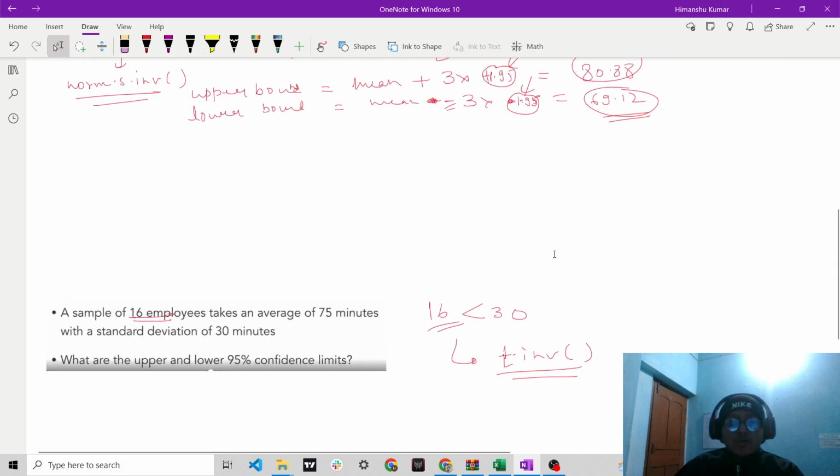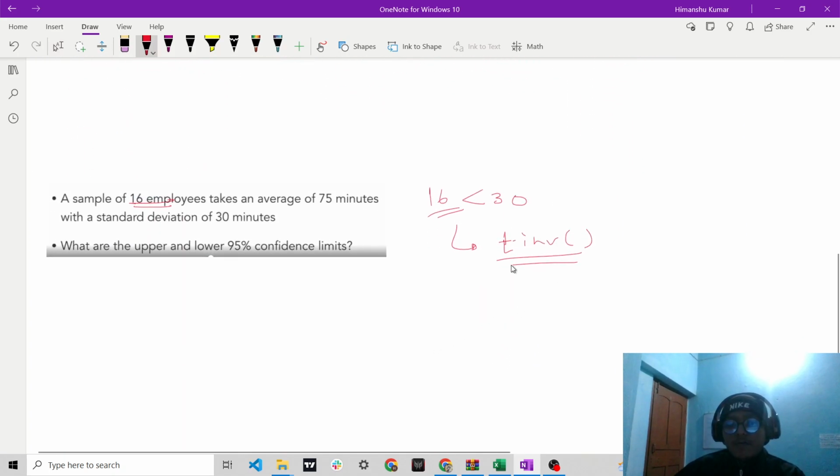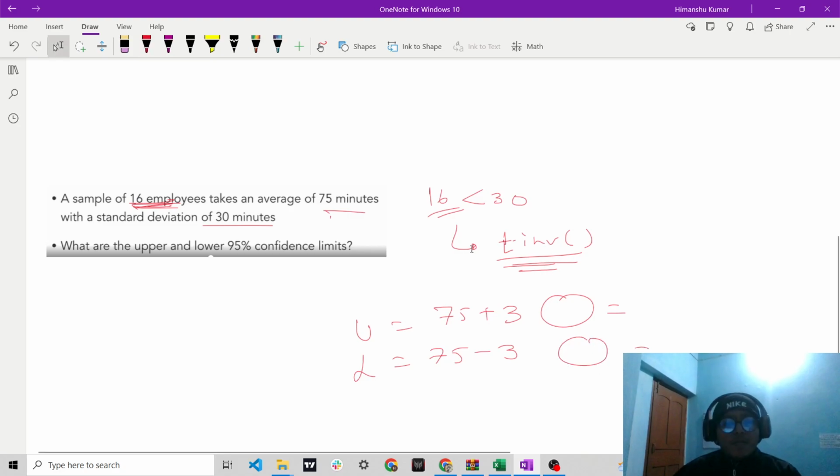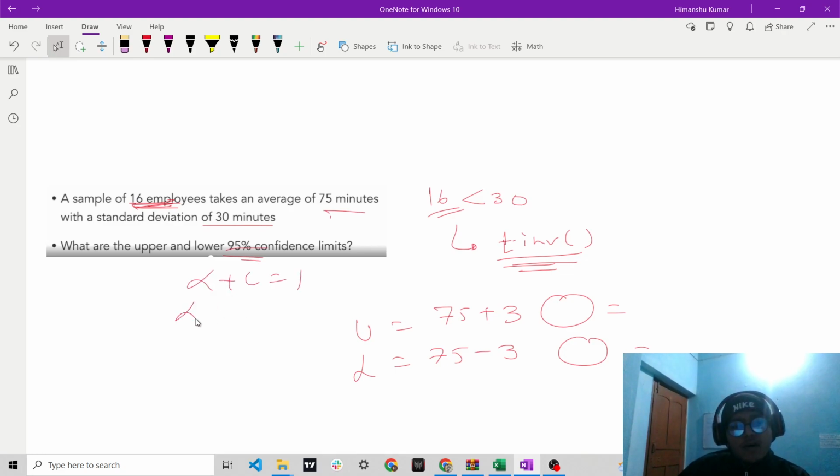Next, for t.inv, the sample size is 16 here, and all the parameters are the same, that is the average and the standard deviation. The upper bound is the mean 75 plus 3 into the value which we'll be getting through Excel, and the lower bound is 75 minus 3 into the value which we get with the help of Excel. The alpha value we have been provided, alpha plus confidence interval 0.95 is equal to 1, so alpha is 0.05.